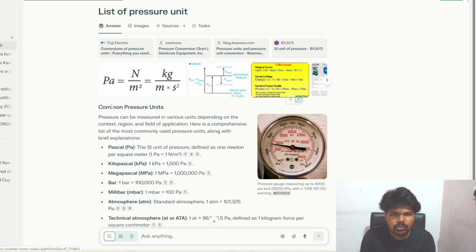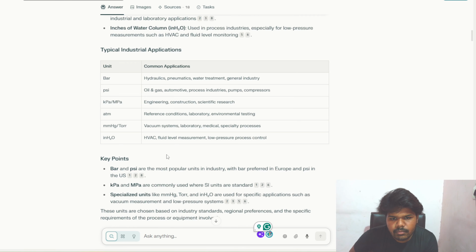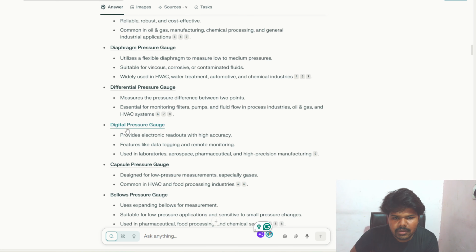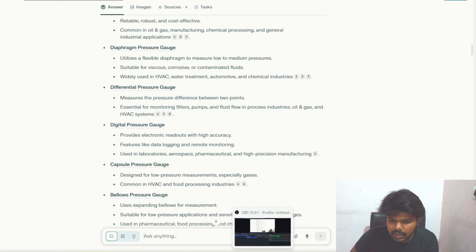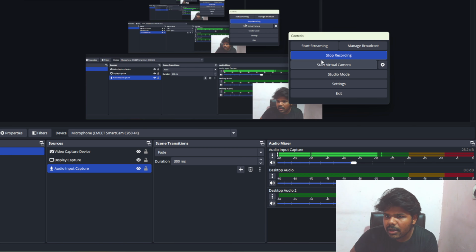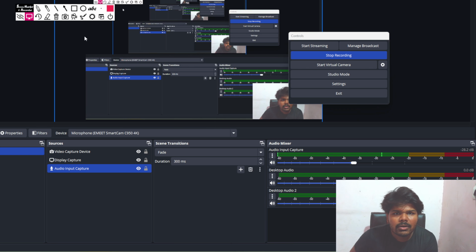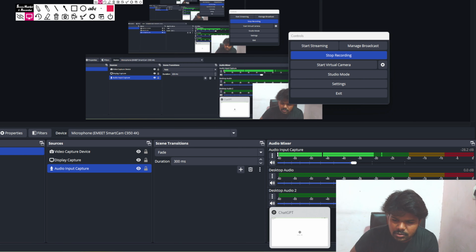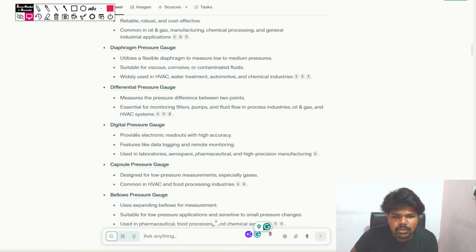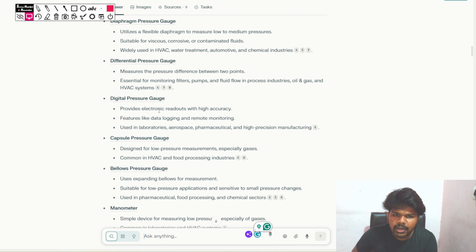I have to show you another pressure gauge, the digital pressure gauge. Can I post this video? No, I think so, not at all. So the digital pressure gauge provides an electronic readout with accuracy. It works electronically. I don't know too much, but I will ask my friend how the digital pressure gauge works, and then I will explain it.